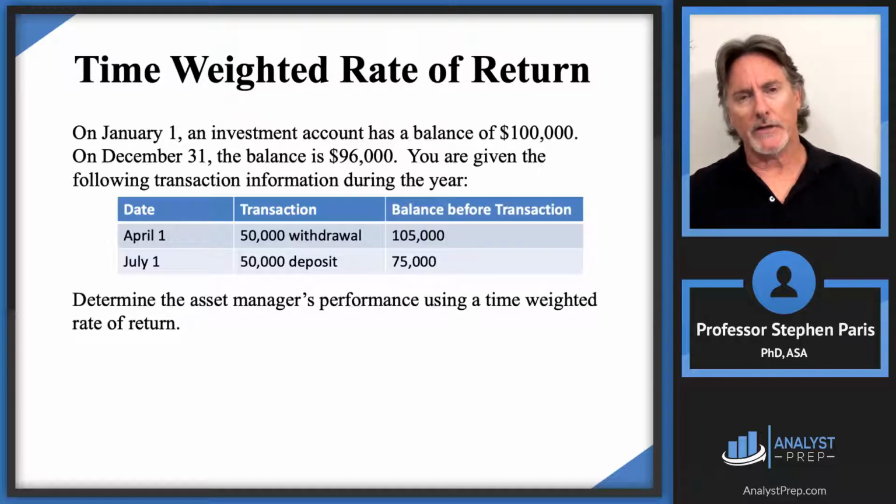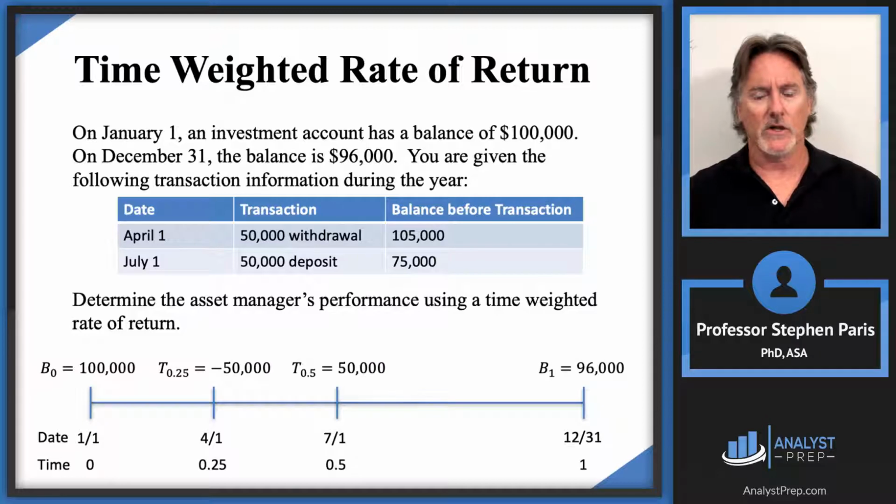Okay, so in the video on dollar-weighted rate of return, I captured all of this information in a timeline. So this is what the timeline looked like with the dollar-weighted rate of return example. Same information, but now I've got the extra information with the balances before the transaction. So let me put that information in. The balance at time 0.25 before the transaction is $105,000. The balance at time 0.5 before the transaction is $75,000.